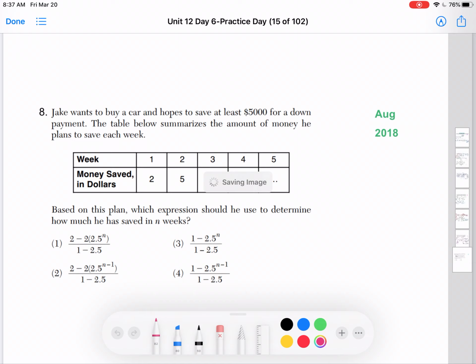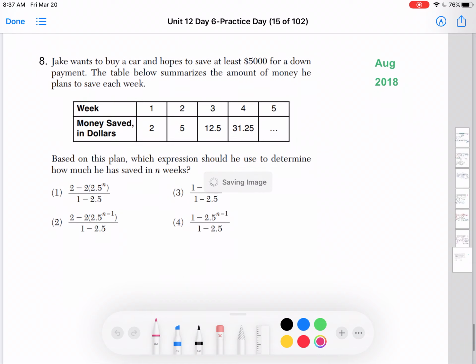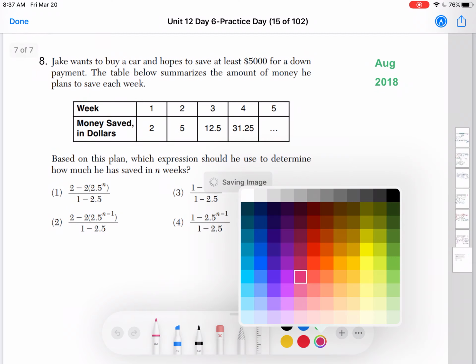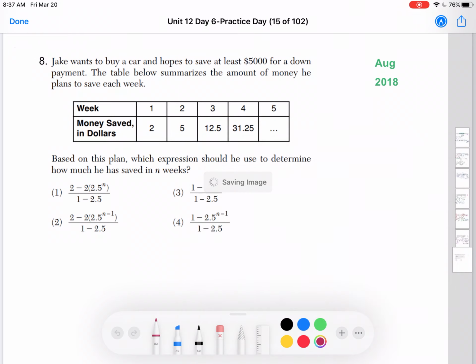Okay, one more. All right, Jake wants to buy a car and hopes to save at least $5,000 for a down payment. The table below summarizes the amount of money he plans to save each week. Based on his plan, which expression should he use to determine how much he'll have saved in n weeks?